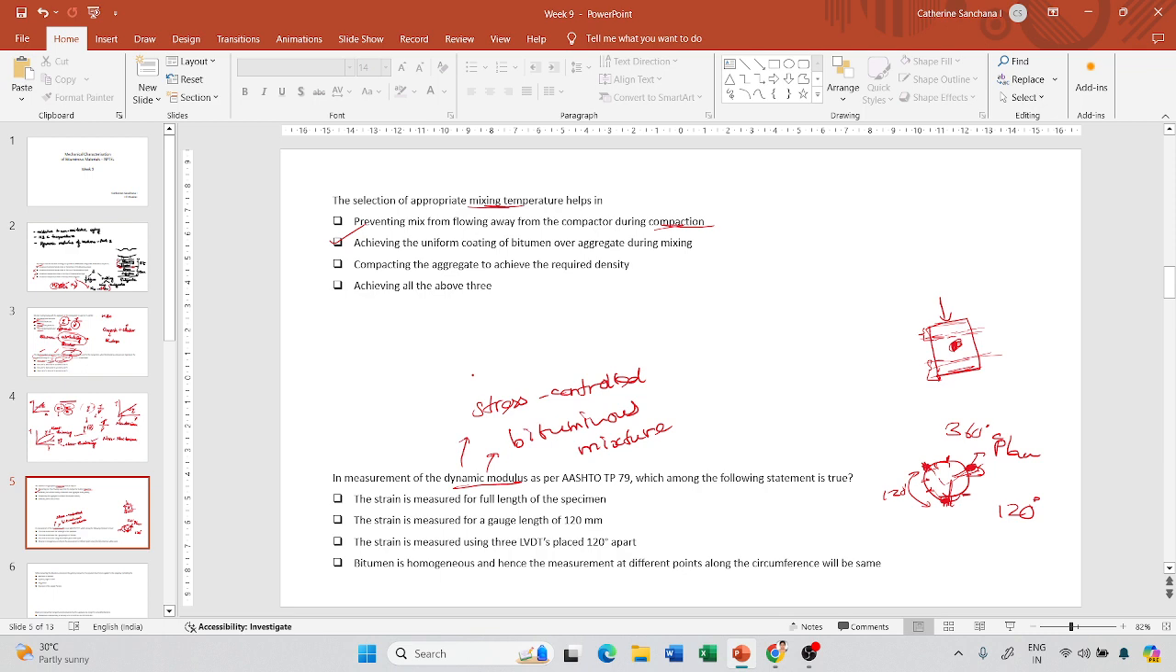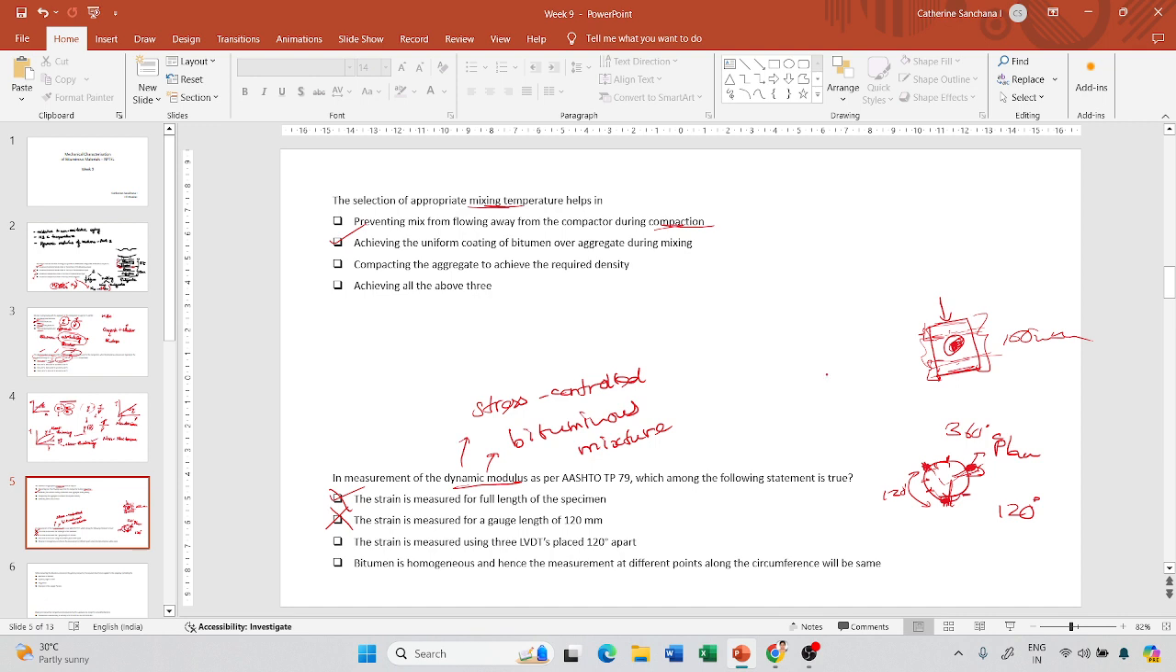The strain is measured for the full length of the specimen. Just now I said it will be measured at the center because of the end effects, okay. So this is not the answer. The strain is measured for a gauge length of 120 mm. So the total height is 150 mm, okay. So if the gauge length is 120, it will again be closer to the ends. So you do not measure the strain for a gauge length of 120.